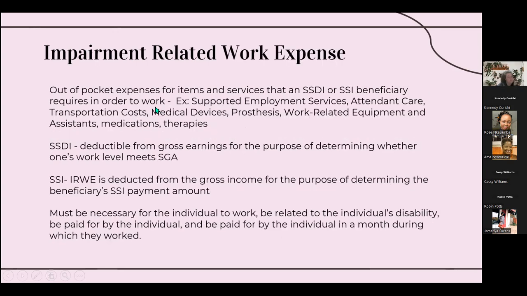So IRWEs, impairment-related work expenses. They're expenses for items and services that an SSDI or SSI beneficiary requires in order to work. For individuals receiving SSDI, the IRWE may be deducted from gross earnings for the purpose of determining whether one's work level meets SGA. For SSI beneficiaries, the IRWE is deducted from the gross income for the purpose of determining the beneficiary's SSI payment amount. To qualify as an IRWE, the item or service must be necessary for the individual to work, be related to the individual's disability, be paid for by the individual, so it's an out-of-pocket expense, and be paid for by the individual in a month during which they worked.